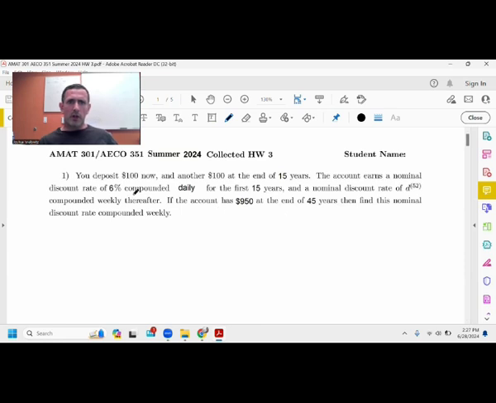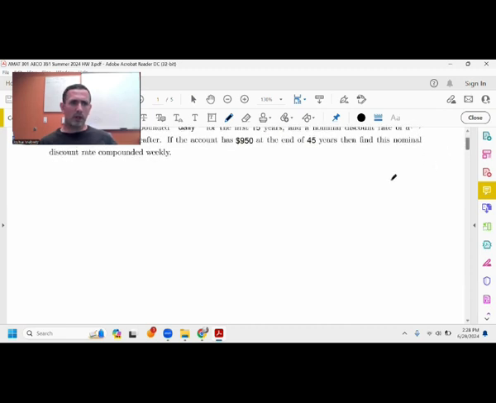Okay, so deposit 100 now, another 100 at the end of 15 years. The account earns a nominal discount of 6% daily for the first 15 years. Then a nominal discount rate of d52, a little redundant here, compounded weekly, because 52 means weekly. If you have 950 at the end of 45 years, figure out what d52 is.